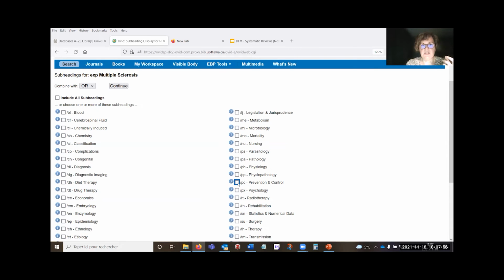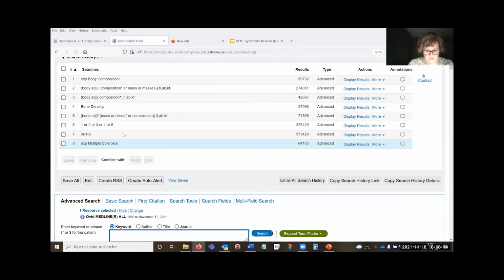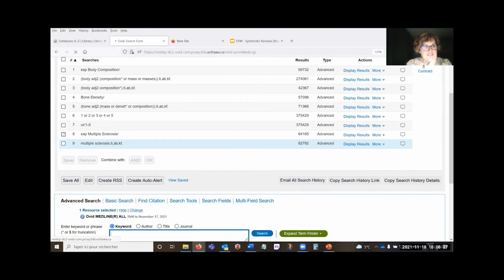Maybe I didn't say it, but whenever you use one, it narrows down your results to only articles that talk about prevention of multiple sclerosis, right? So that's why I want to be careful with that for a systematic review. Okay, I click continue, and then I'm just going to do multiple sclerosis. If I can type. Okay, so I do the keyword version. I just want to get results for you guys.